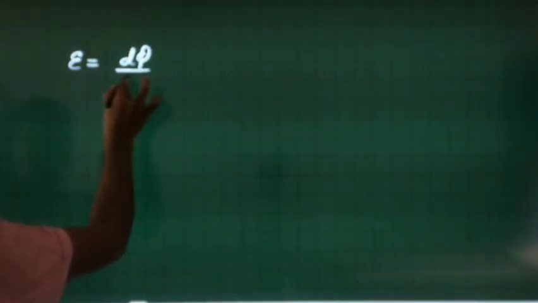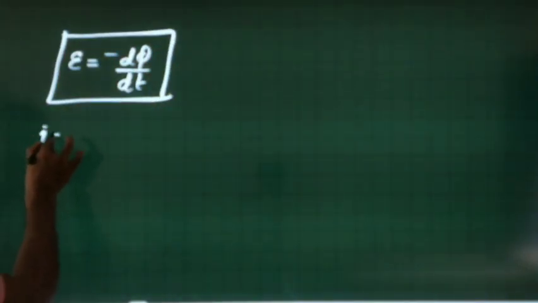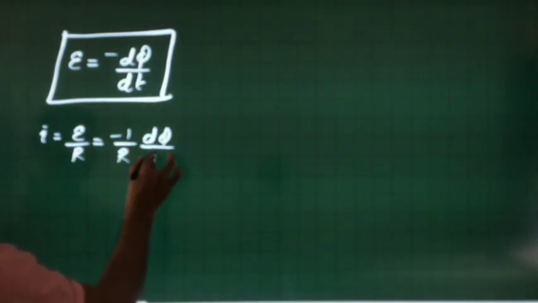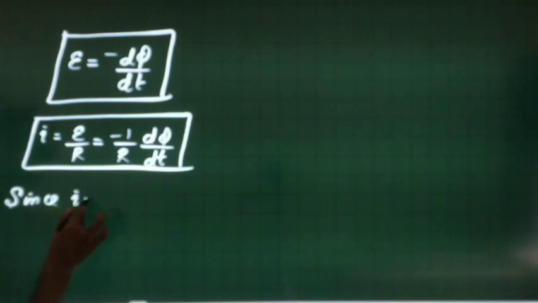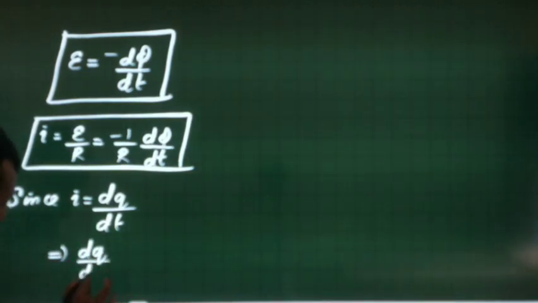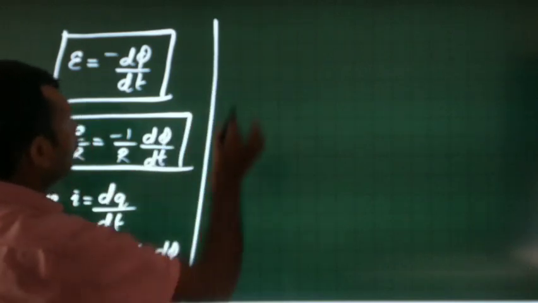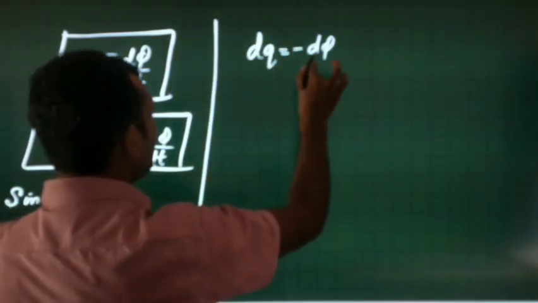So taking everything into consideration, I can say induced EMF epsilon is equal to minus d phi by dt. The reason for this minus is opposing the cause. This is the induced EMF. Similarly, the induced current I is equal to epsilon by R, which is minus 1 by R into d phi by dt. But since I is equal to dq by dt, where dq is the induced charge for every time, dq by dt is equal to minus 1 by R into d phi by dt, or dq is equal to minus d phi divided by R.